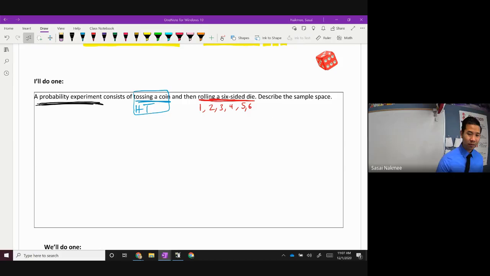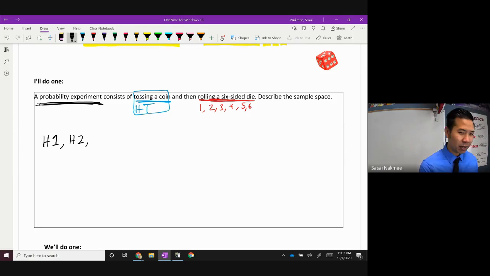Are you ready for this? One possible outcome is that you flip the coin and you get heads, and you roll the die and you get a 1. A second possible outcome is that you flip the coin, you get heads, and you get the outcome on the die as a 2.